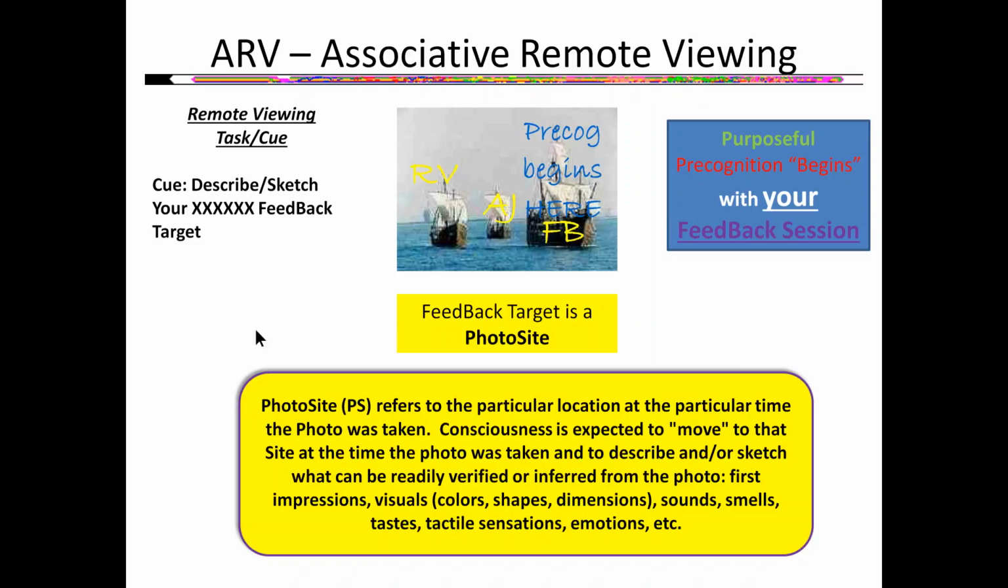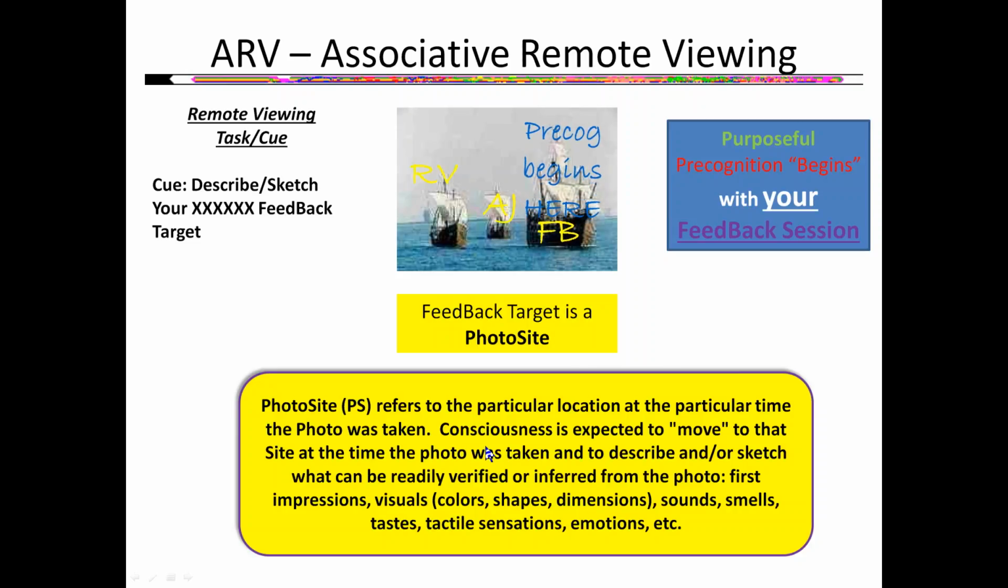in what we'll be doing today, and many of the groups do, but not all. There are people who've done ARV where the targets are different sorts of things. Could be real objects. You could go out to a specific place and the target would be that particular place. We do what are called photo sites. And here's the definition of a photo site. A photo site refers to the particular location at the time the photo was taken.